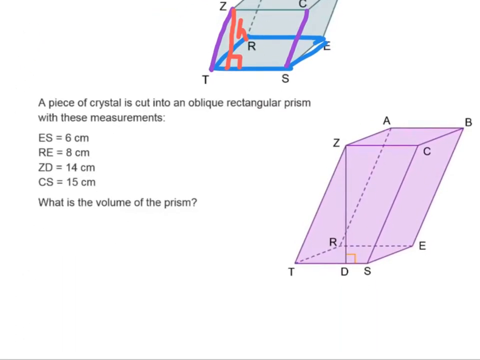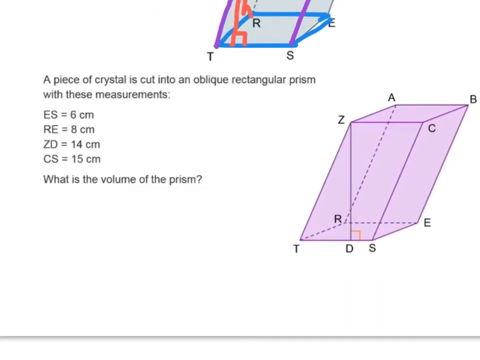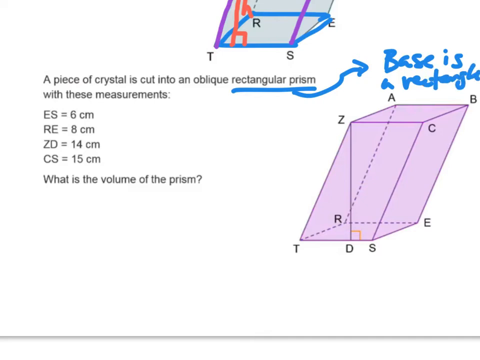So let's take a look at an example here. It says a piece of crystal is cut into an oblique rectangular prism, with the measurement of ES as 6 centimeters. We have a rectangular prism. That means that our base is a rectangle. So I'm just going to highlight our base here. And so we know that ES is 6 centimeters. So I'm going to come over here and call this 6 centimeters.